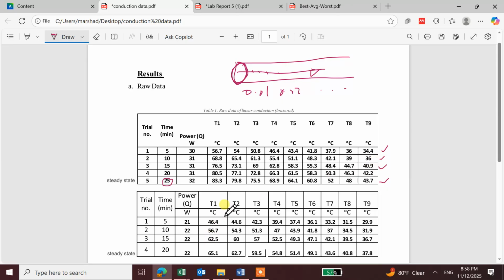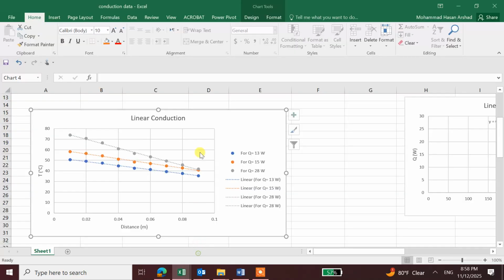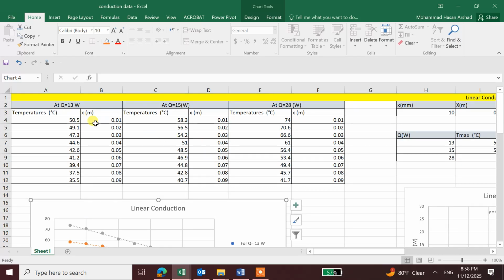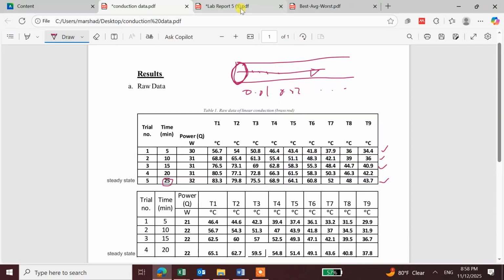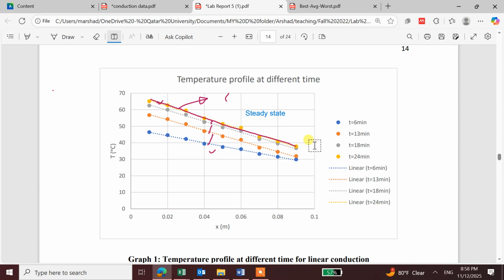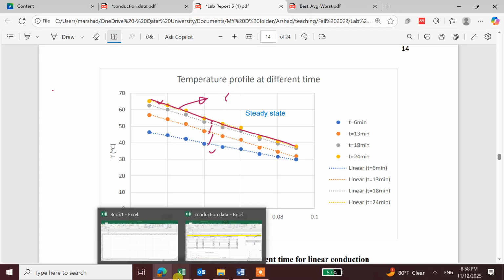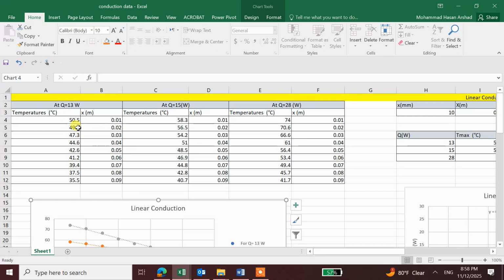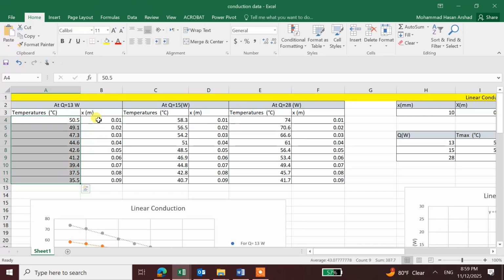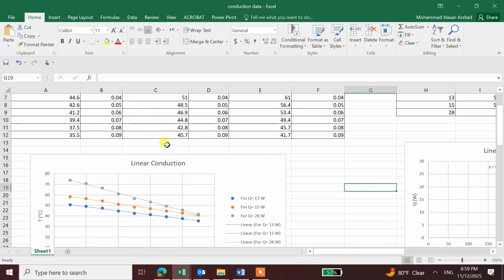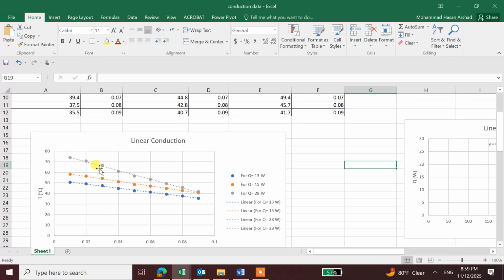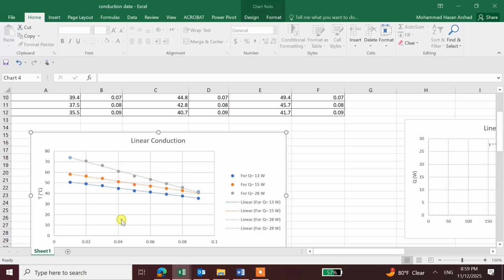In case you have data written like this, this is a steady state profile, so you don't need to do this graph. You already have a steady state graph, steady state data. So just plot them, T versus x, at different values of heat. Then you will get something like this, and then you can get the slope.